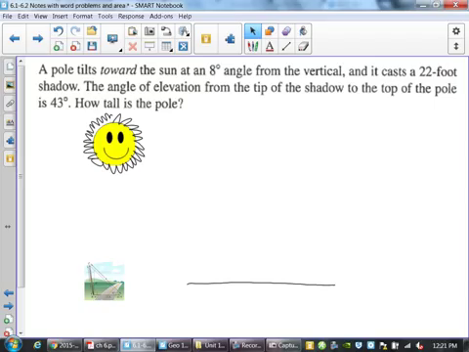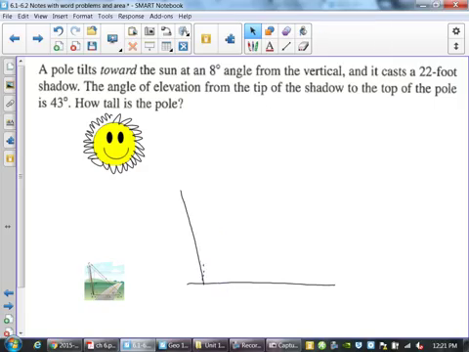A telephone pole. Does everybody know what one of those looks like? Okay. So if it goes straight up, that's vertical, correct? Now, if it goes straight up vertical, but it's 8 degrees off vertical towards the sun. So if my sun is this way, which way is it leaning? This way. It's kind of a bad way of saying it, but it's leaning off the vertical 8 degrees.